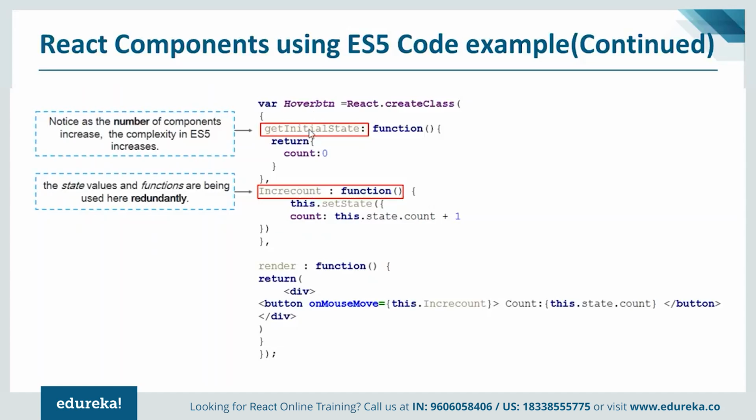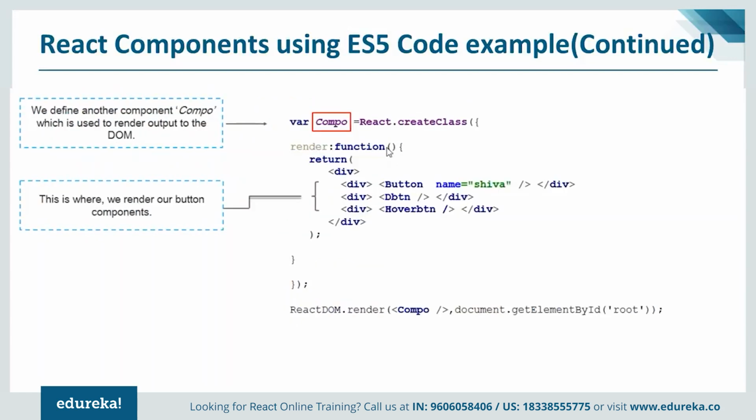So for the hover button, likewise we have the getInitialState function, then we have the increCount function. All these functions are separated by commas. And finally, we have the render function, which is returning a button, and on mouse movement of the cursor, the increment counter will work. And finally, we define another component, which is used to render the output to the DOM. So this is the main component.